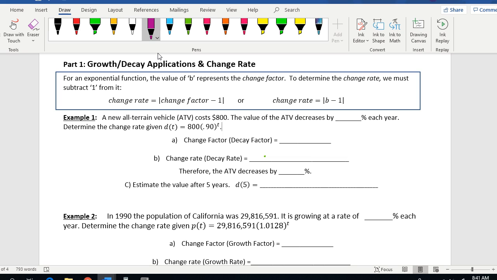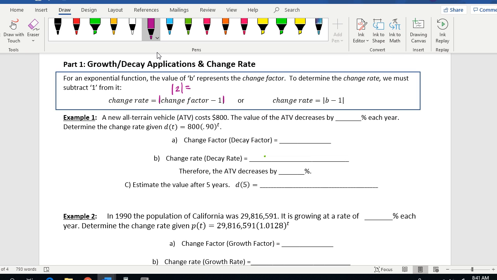Okay, so now we're going to add the change rate. To find the change rate, we're going to take my change factor and subtract 1. But if you notice, we have these absolute values. I want my change rate to always be a positive number. So absolute value takes a value, no matter if it's positive or negative, and always makes it positive.